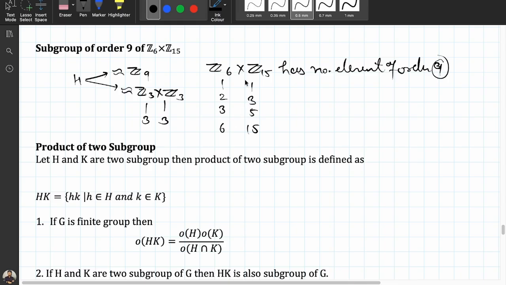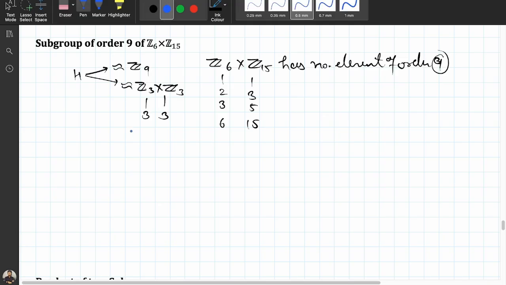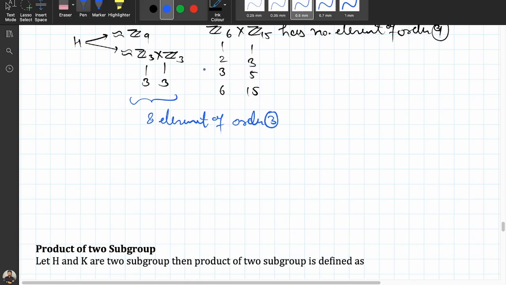So simply from here, H has 8 elements of order 3. How many elements are there? 8 elements of order 3. It has exactly 8 elements of order 3, and 9 elements in total are there. So from here, the unique subgroup of order 3.